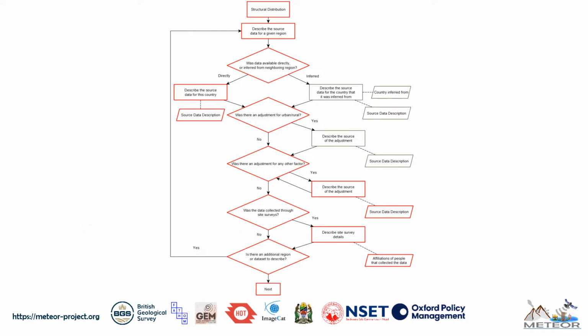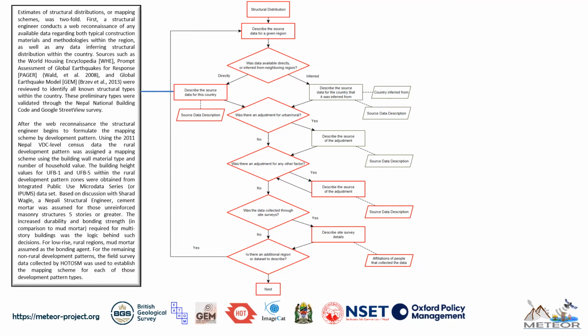The distribution of buildings by structure type typically receives the most concerted attention in a risk study, and this project was no exception. The sources used to develop the exposure include in-field surveys, microcensus data, and expert opinion. Due to the active involvement from NSET and high-quality census data, the structural distribution data was quite accurate for Nepal. Steps for estimating the structural distribution or mapping scheme were twofold.